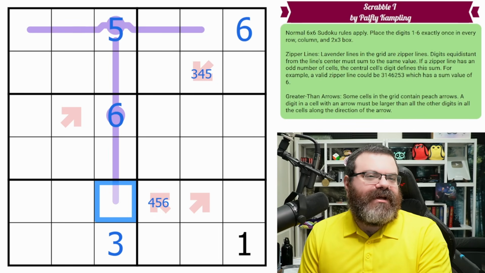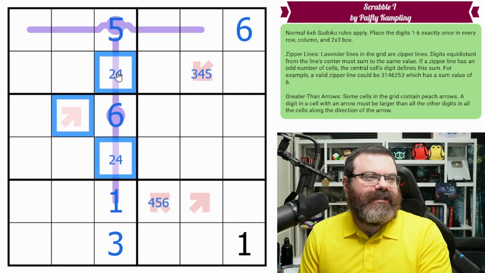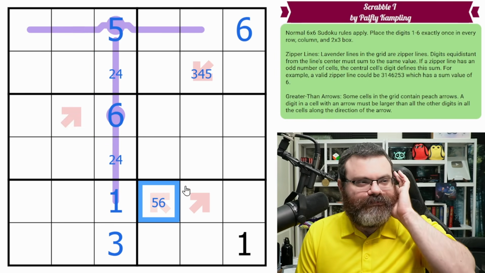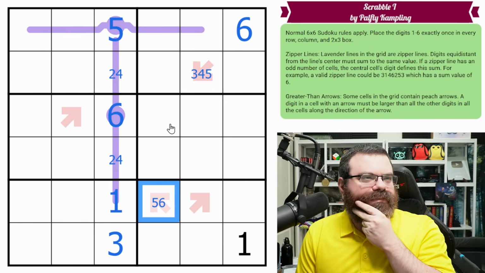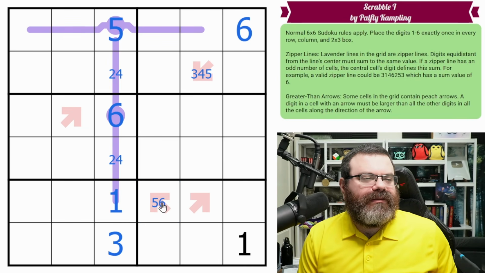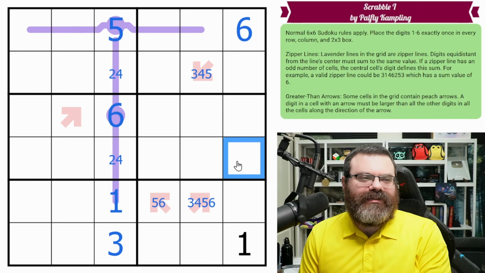So 5 is paired with 1, and so this is a 2, 4 pair. So now we know that actually this cell here is bigger than the 4 in this 2, 4 pair, so it has to be a 5 or a 6. What else do we know? This is bigger than that. This is at least 3, I guess, because this can't be a 1, so it's minimum 2.